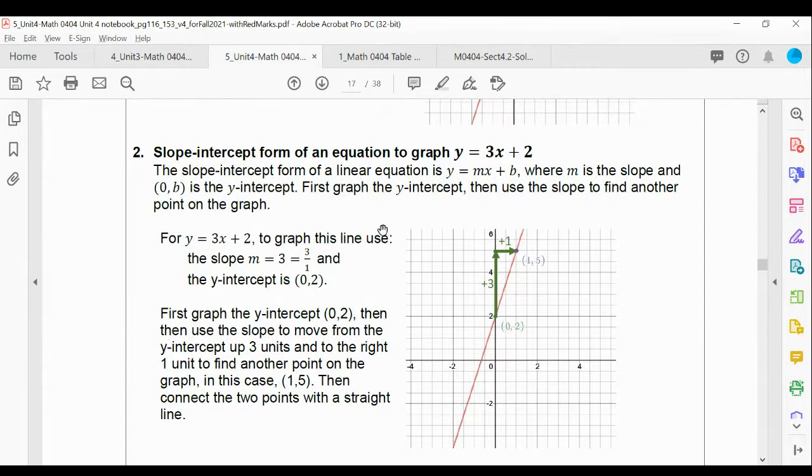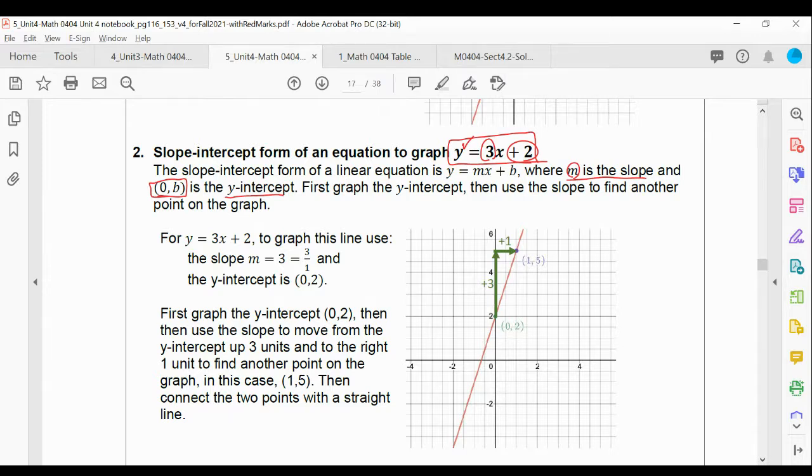To graph the equation using the slope-intercept form, we first have to make sure the equation is already solved for y. If it's not, we're going to have to rewrite it. The number that is in front of the x is considered your slope, and the number that's by itself is considered your y-intercept, and we leave that as a point. So let's graph the y-intercept and use the slope to find another point on the graph.